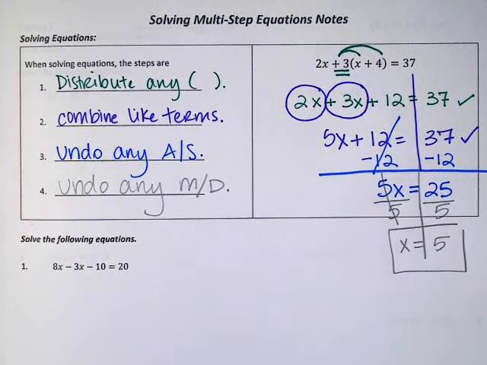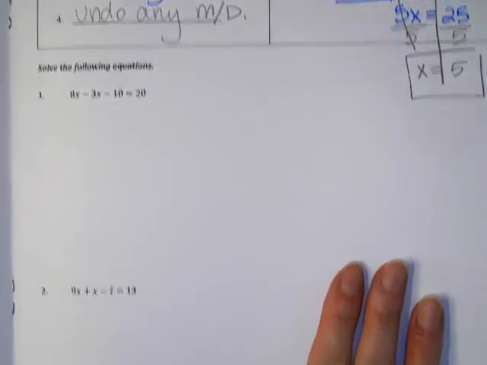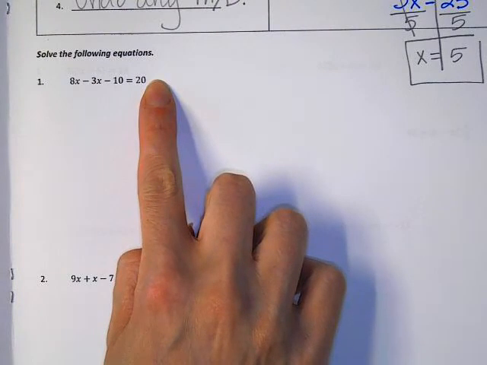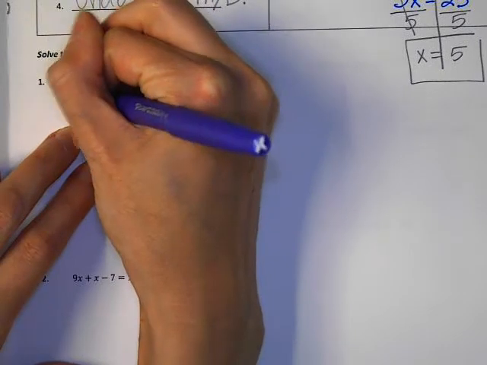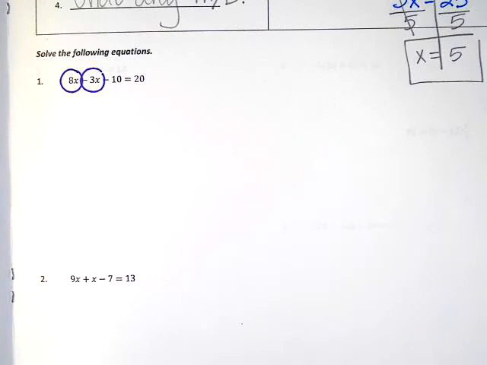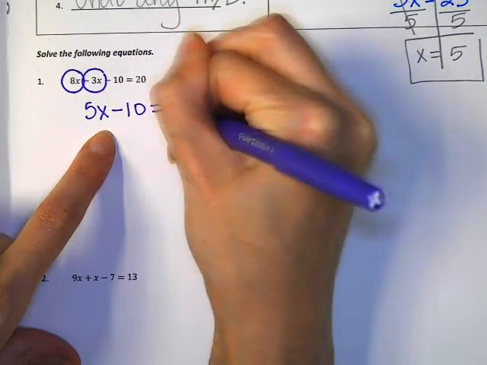Okay, so those rules fit these multi-step problems. Now, if any of these aren't in the problem, you just skip that step and move on. So let's try some. So number 1, first of all, there's no parentheses, so no distributing, which means we can jump into step 2, combine like terms. So 8x minus 3x is now 5x minus 10 equals 20.